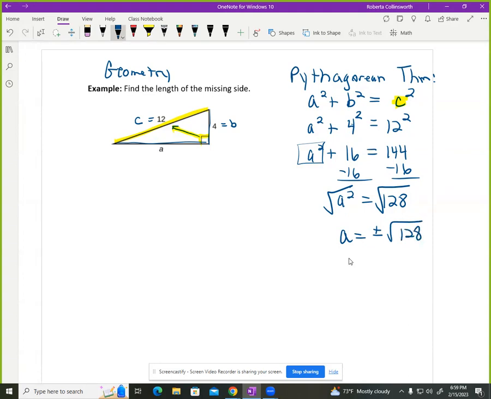Let's think about this before we deal with this business. Is it going to make any sense for this side to be negative? You can't have a negative length. You can't drive a negative amount of miles. So length is always going to be positive, so I don't even need to consider that negative value there. I only care about the positive value.